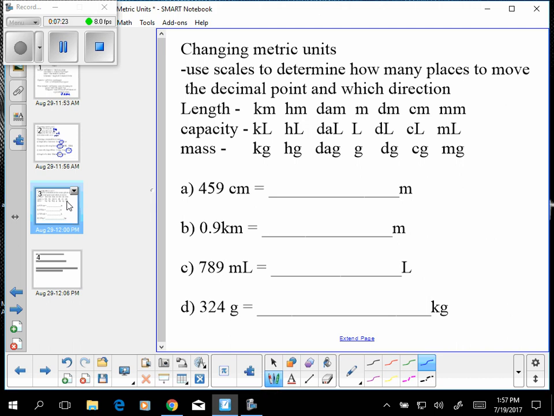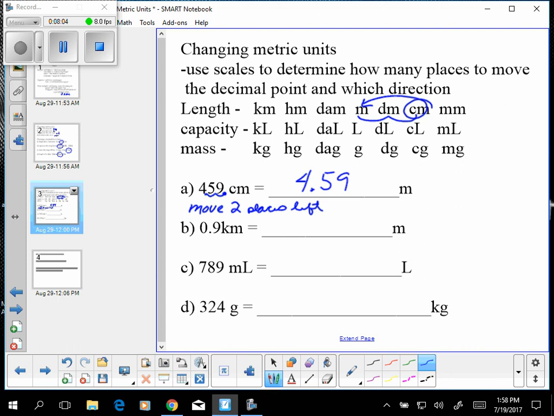The first thing we're going to do is check to see which direction we're going to want to move. We're going to convert from centimeters to meters. That means we're going to move left. Now, how many places are we going to go? 1, 2. So we're going to move 2 places left. Here's our decimal point. 1, 2. Our answer is going to be 4.59.